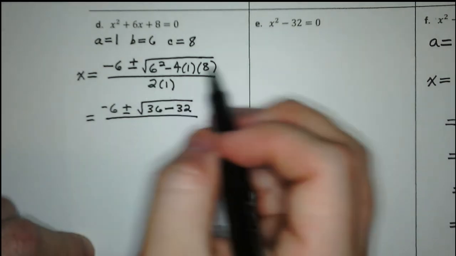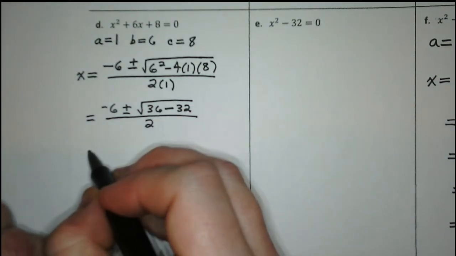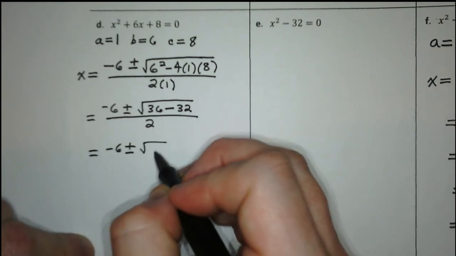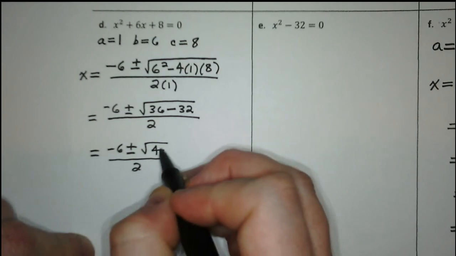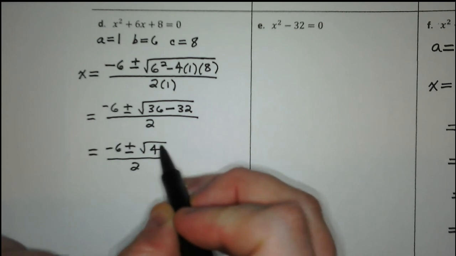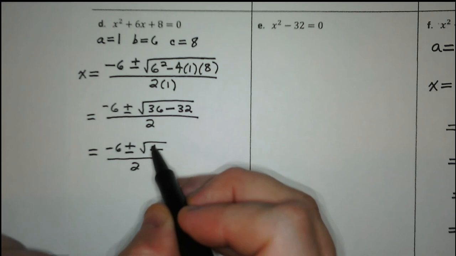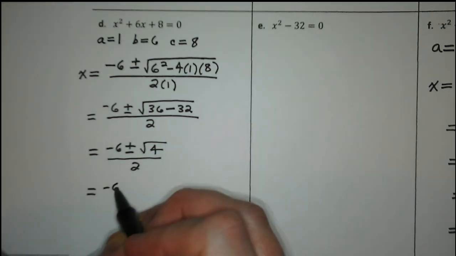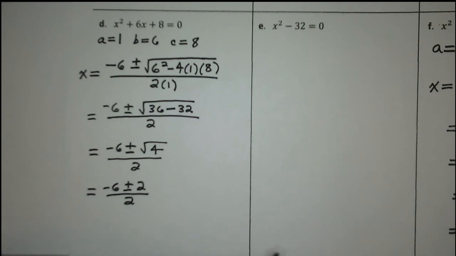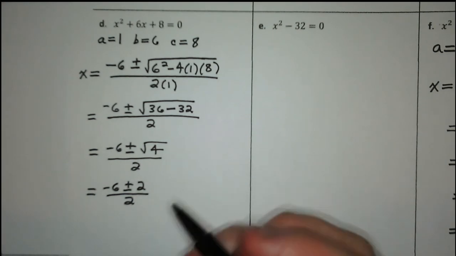Once again, a big part is being able to keep track of your negatives, 2 times 1 is 2. All right, what do we get? 36 minus 32 is 4. So, there's going to be 2 answers. But now you got to look at your square root and think, can I do that cleanly? And you can. The square root of 4 is just 2. And if that happens, you need to go all the way with this, all the way to your 2 separate final answers.